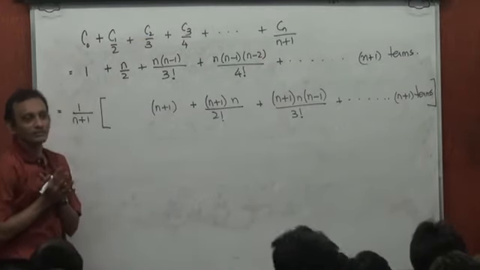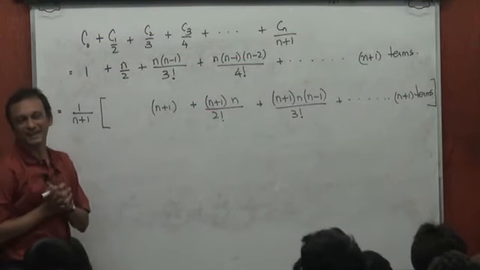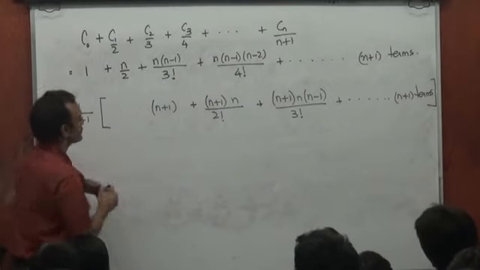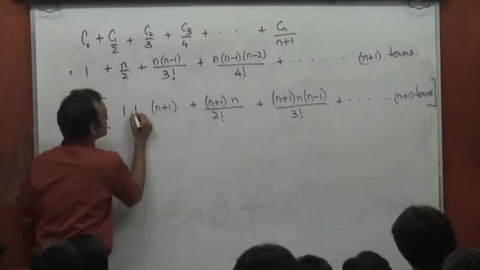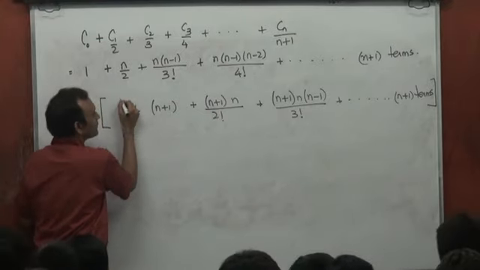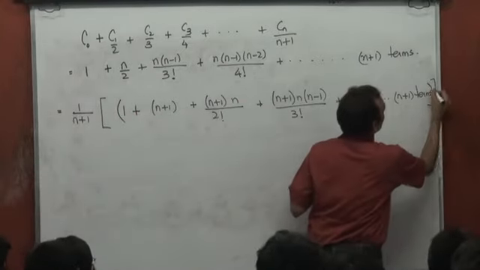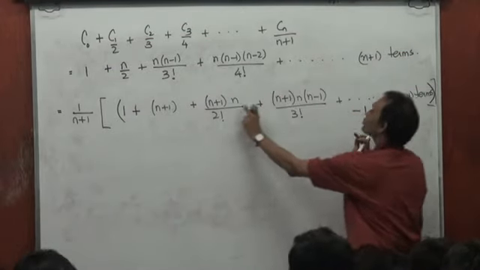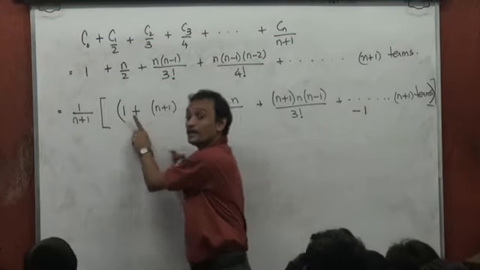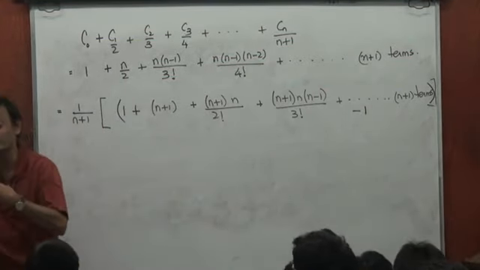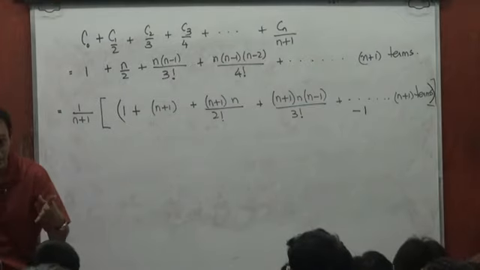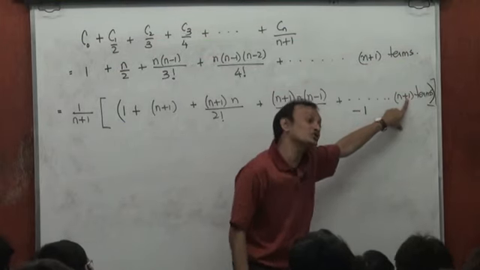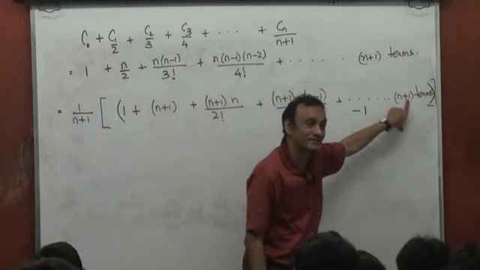In the binomial series, the first term should have been 1, right? So, what I do is, by force, I add 1 to this, right? And then I subtract 1. This is an isolated 1, but this 1 belongs to the family of the binomial series: 1 plus something into x plus something into x squared. Now, the moment I add 1, how many terms here? N plus 2 terms. Yes or no?